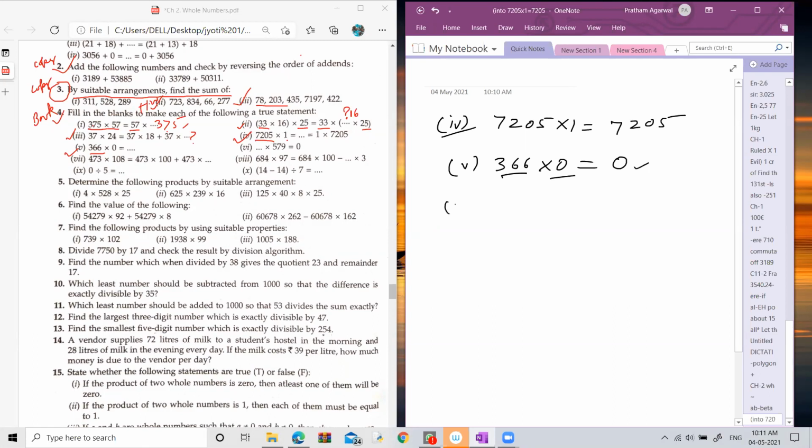Okay. Now, let's come to the sixth part. By which number do you have to multiply 570 to get 0? 0. Very good. So complete this question, question number 4.